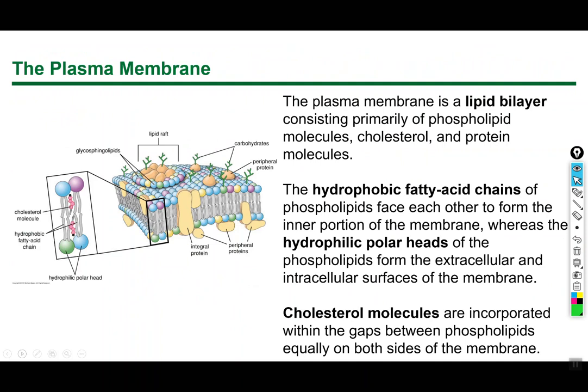Okay, so the plasma membrane is a lipid bilayer, and I want to stress that this little chunk of membrane that you see here, so you can see that there are hydrophilic heads and nonpolar hydrophobic tails, and we've got some cholesterol in here. So cholesterol molecules are structured between the gaps here, equally on both sides of the membrane. So it's not like there's more over here than over here. They're both. So they're gap fillers between fatty acid tails.